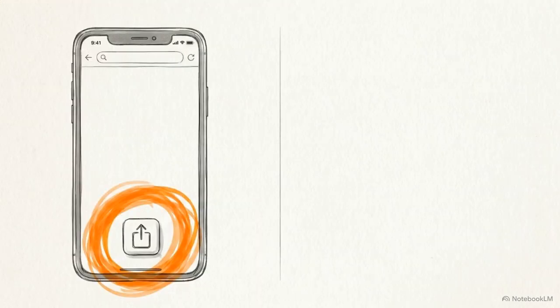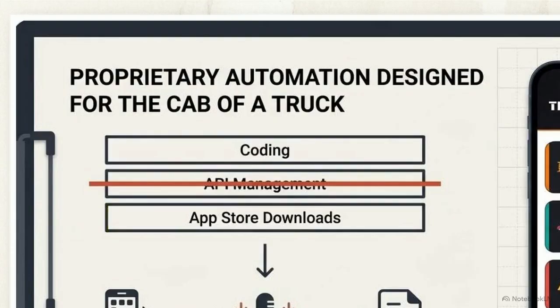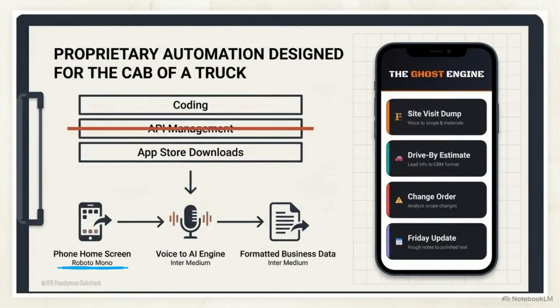On an iPhone, tap the Share icon in Safari and select Add to Home Screen. For Android users, tap the 3 dots in Chrome and choose the same option. This setup bypasses the App Store entirely. As you can see here, there's no coding or API management required. It functions like a native app once it's saved to your home screen, eliminating the need to manage open browser tabs.